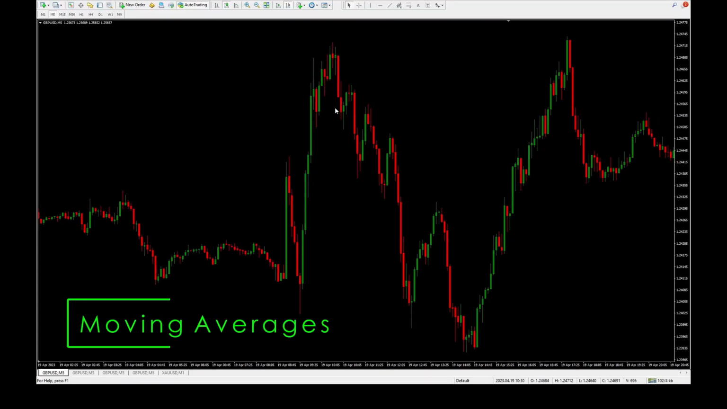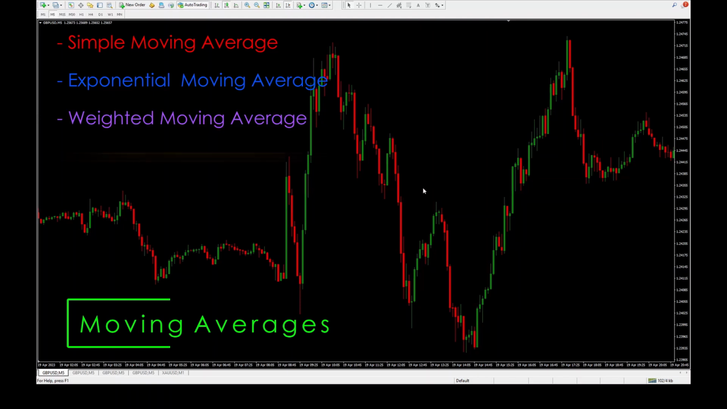Let us discuss the trending indicator, the moving average. In future videos, I will discuss other popular indicators in detail. There are several types of moving averages available: simple moving average, exponential moving average, weighted moving average, and smoothed moving average.